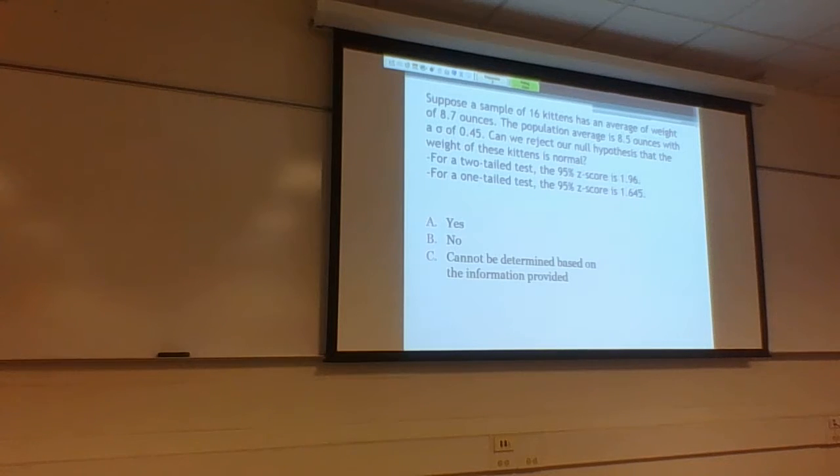I guess we're doing this at 95% confidence. We're doing 95% confidence.